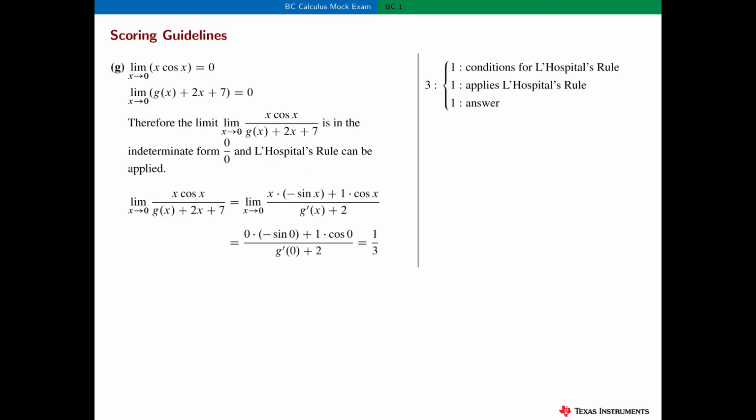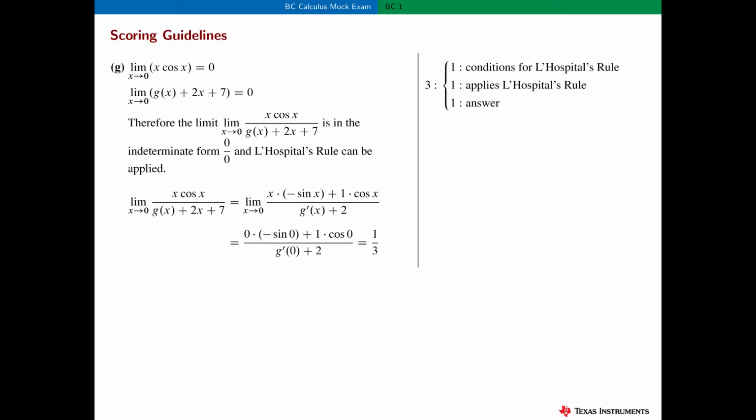Here are the typical scoring guidelines for this type of problem. It's usually worth 3 points. The first point is for verifying the conditions necessary to apply L'Hopital's Rule, and that means verifying that this limit is indeed in an indeterminate form of type 0/0.